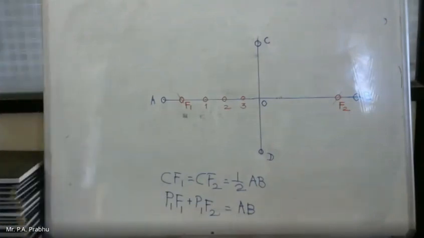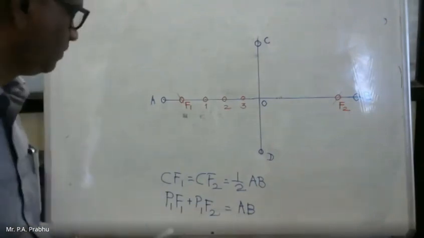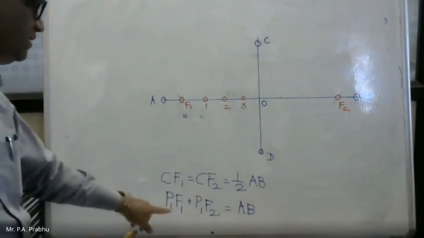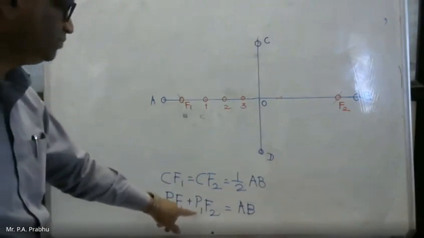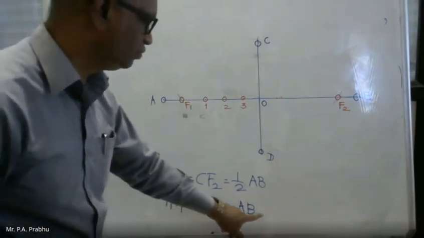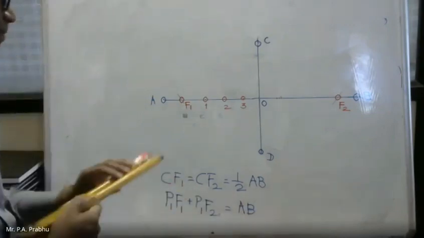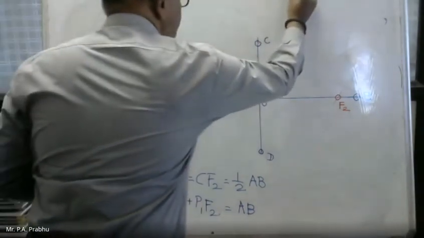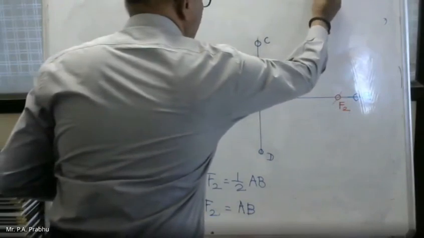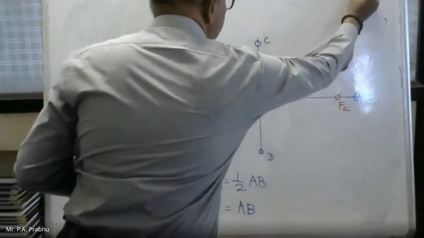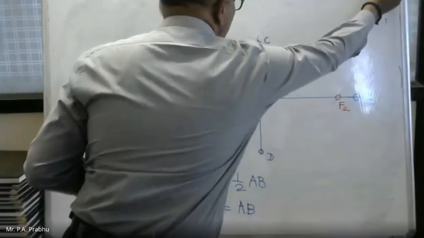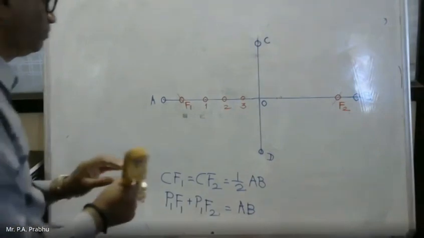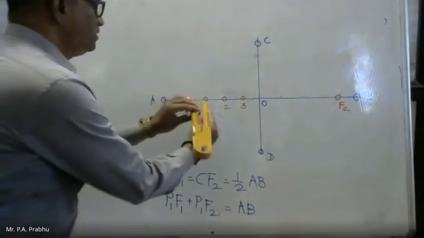Now, how do we use the second property? What does the second property say? PF1 plus PF2 is equal to AB. Now see here. Take a radius. Here we have to take two radii, R1 plus R2, such that the sum must be equal to the length of the major axis. So see here. First I will select the point 1.